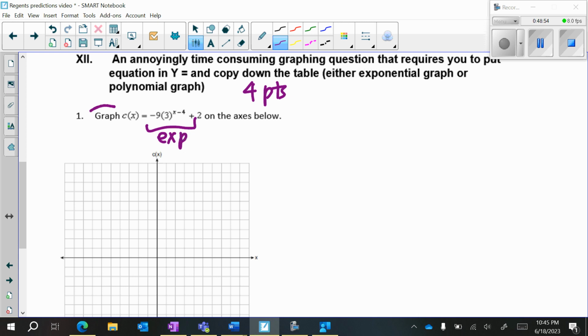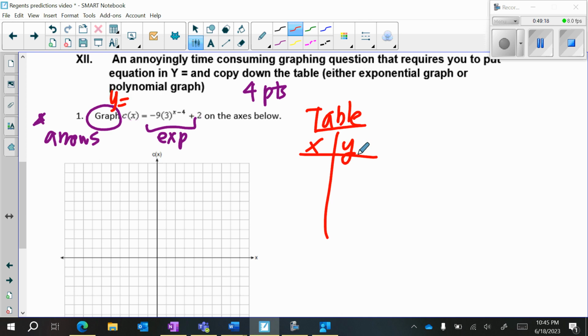So the first thing to know is if they say graph, you're going to put arrows on your graph. If they say over a restricted domain, then you don't put arrows on your graph. So there is no restricted domain here. Thus, we will put arrows on our graph. What you're going to do is go to y equals, type this into y1, and then copy down a table. I do highly recommend you copy down a table.